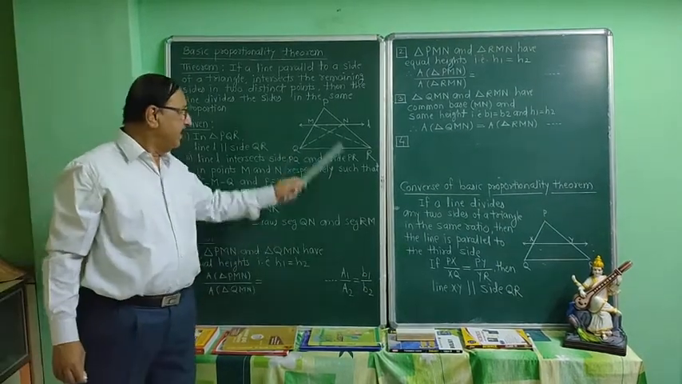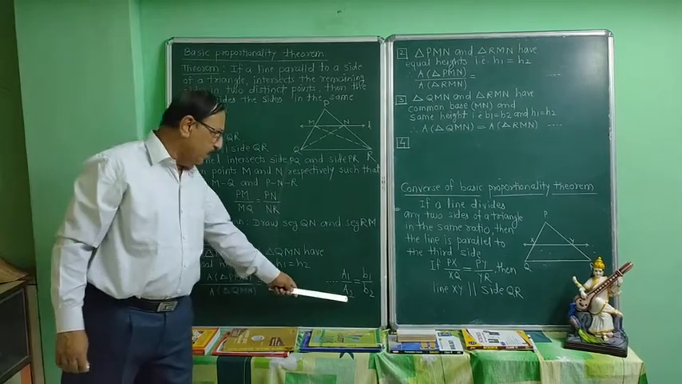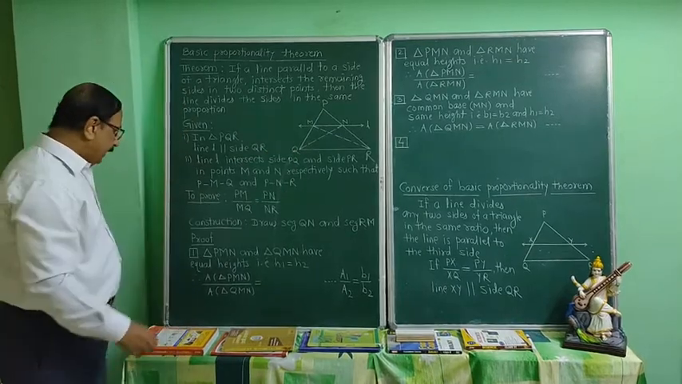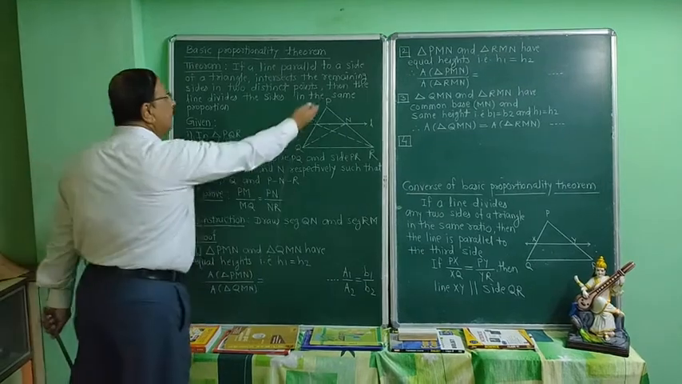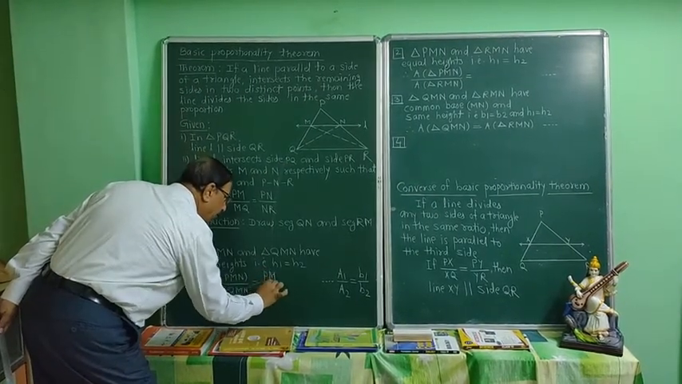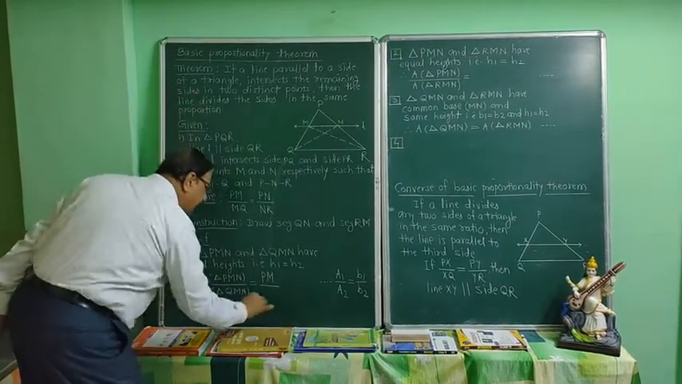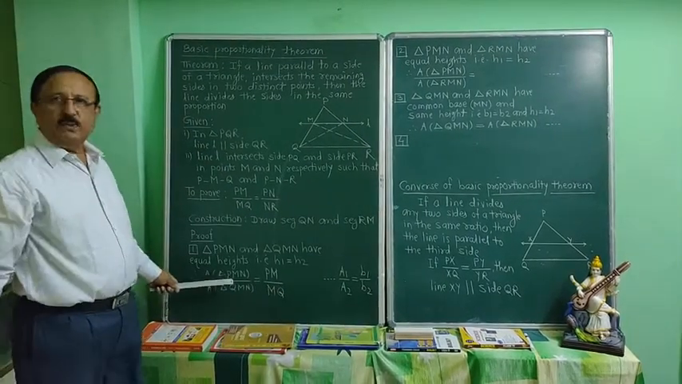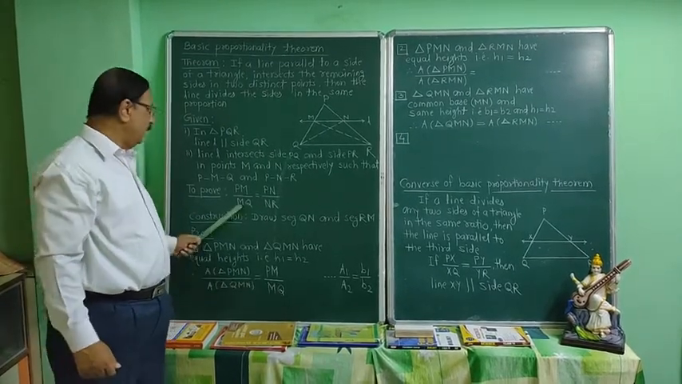What is A1? Area of triangle PMN. Upon what is A2? Area of triangle QMN. Then is equal to their corresponding bases. Triangle PMN, the corresponding base is PM. And triangle QMN, the corresponding base is MQ. Therefore, area of triangle PMN upon area of triangle QMN is equal to PM upon MQ.